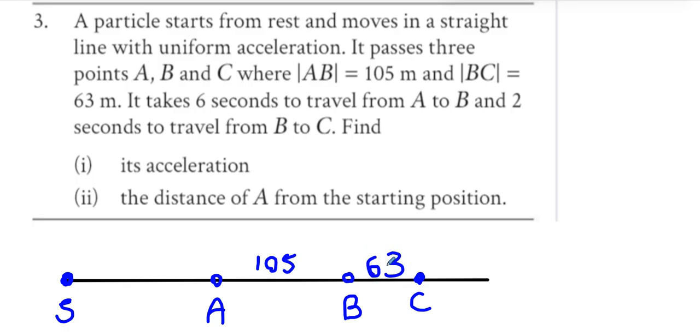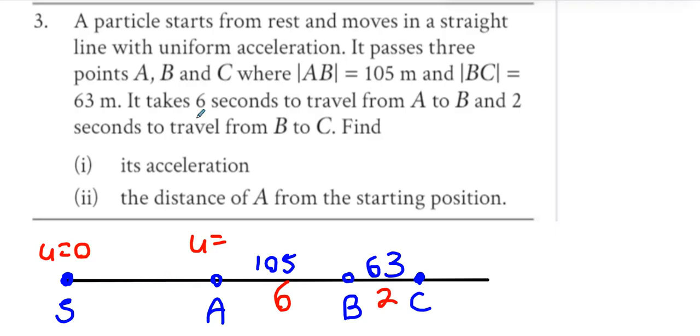You cool with this? Now, it takes 6 seconds to travel from A to B, so a time frame of 6, and 2 seconds to go from B to C. Find the distance of A from its starting position. So its U value is 0 here. What would be its initial speed at A? Would it be 0 or something bigger? Why is it bigger? Because it's accelerating all this time.